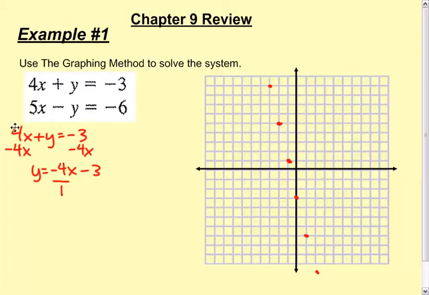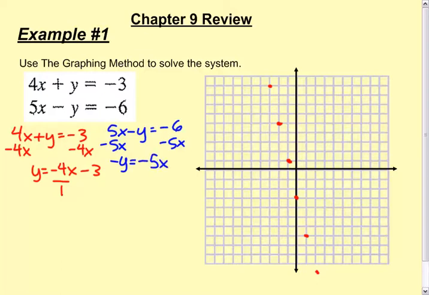Now, who wants to take the next one for me? Lily, thanks. What do I do? Alright, so you subtract 5x from both sides. Okay, so then it's -y equals -6 minus 5x.